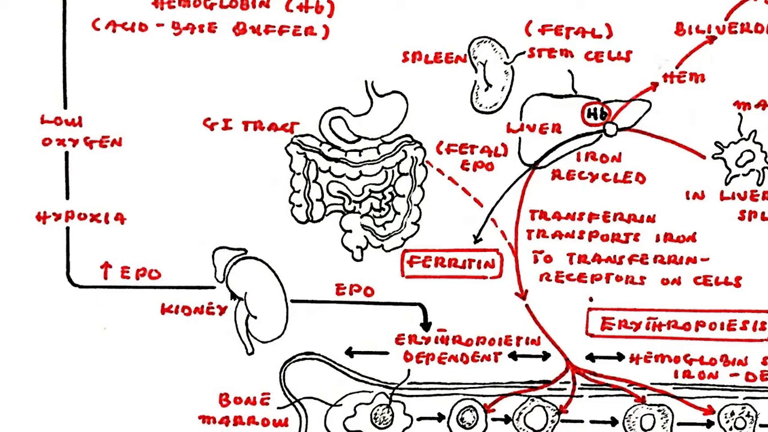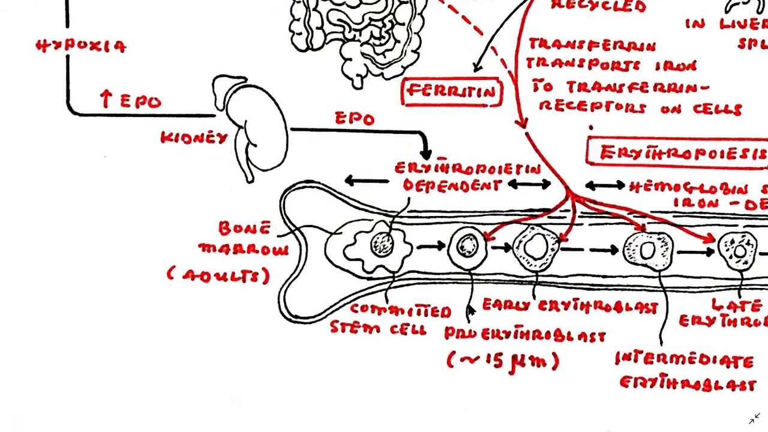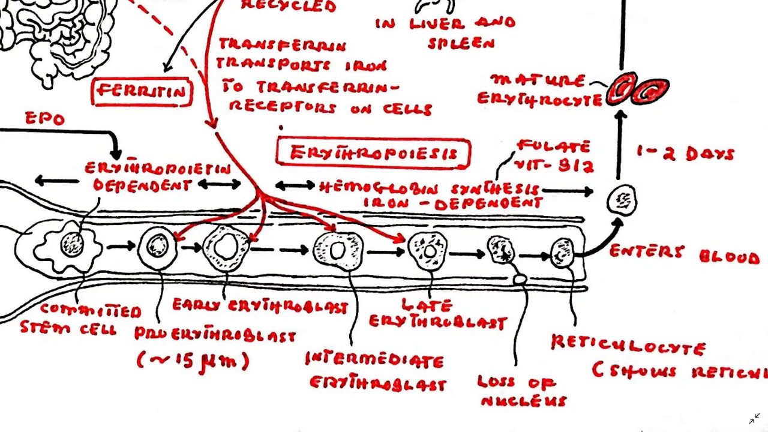Stem cells differentiate into erythroblasts. These are the early normoblasts. They are relatively large, approximately 15 micrometers, and they have a nucleus. As differentiation proceeds, the cells shrink and hemoglobin is synthesized, which requires iron, folate, and vitamin B12.